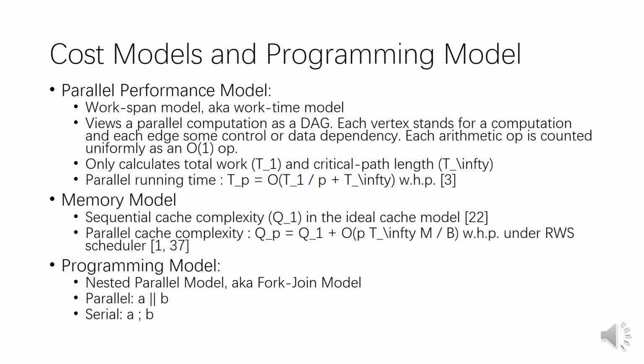Before introducing our new algorithms, I will have to give a brief introduction on our cost models and the programming models. So we use the work span model, also known as work time model. It views a parallel computation as a DAG, directed acyclic graph. Each vertex stands for a computation, and each edge stands for some control or data dependencies. Each arithmetic operation is counted uniformly as an order 1 operation. We count only the total work and the critical path length, which are denoted by T1 and T infinity respectively. The parallel running time will be Tp equals order T1 over P plus T infinity with high probability.